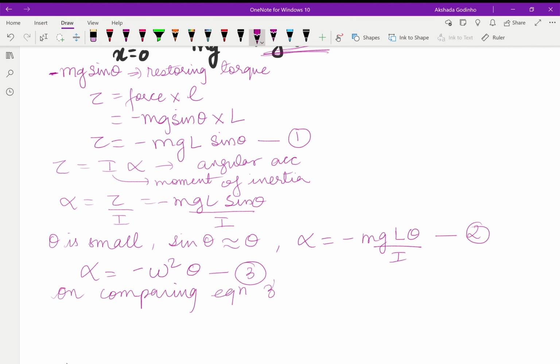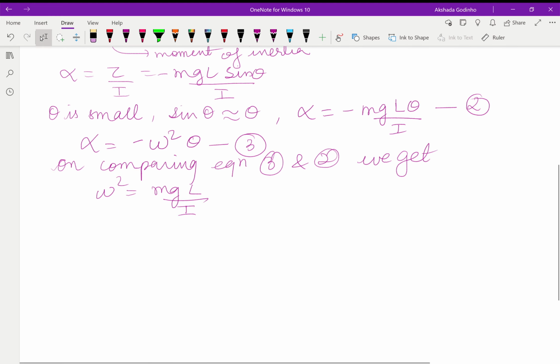On comparing equation 3 and 2, what do we get? We are only looking at omega square now. Omega square is equal to mgL upon I. This is it. So once you get omega square is equal to mg capital L upon I, now we have to substitute certain values. L will remain as it is, g as it is, m as it is. All we can do is work on our I.